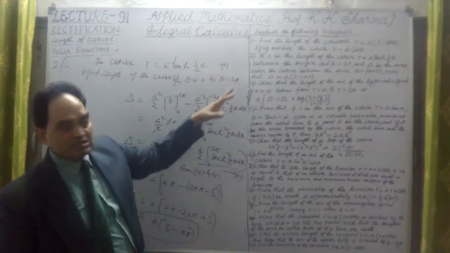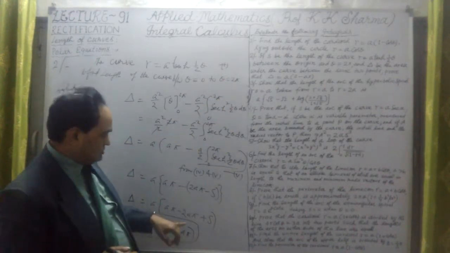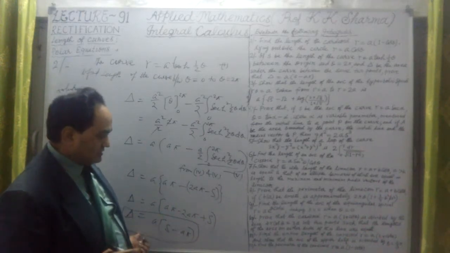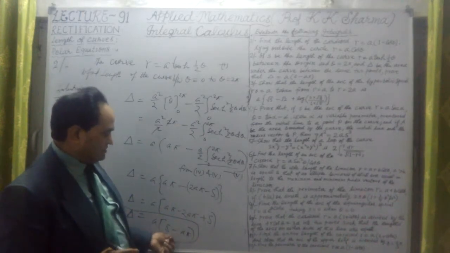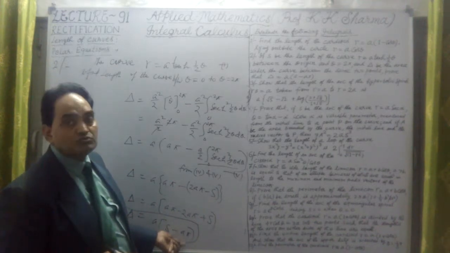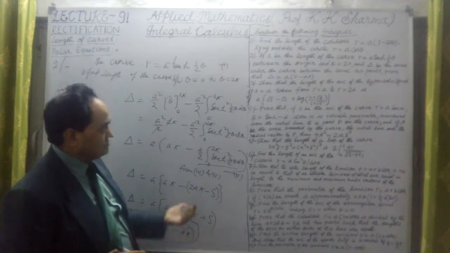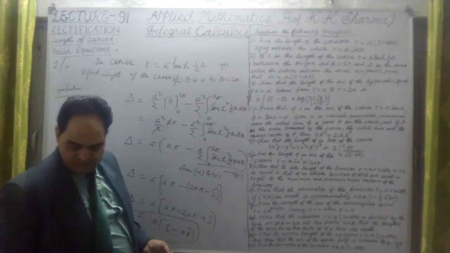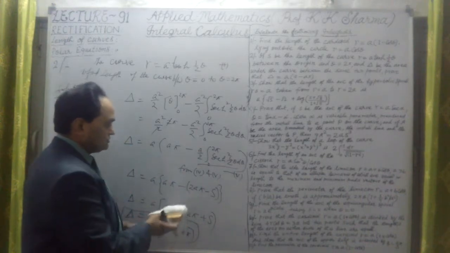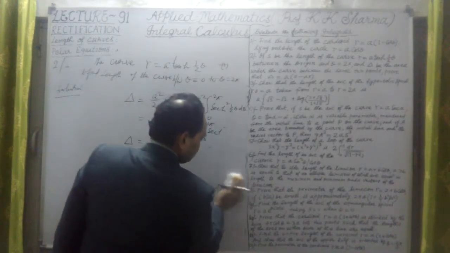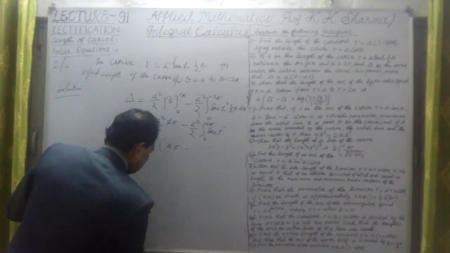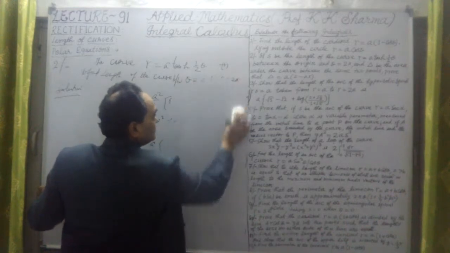It means question number 2 is also solved, having the same relationship. Delta, the area, is equal to a into s, where s is the length of the arc of the curve between the points 0 to 2 pi. This is the same value we have obtained. So question number 2 is finally solved. The second question is now completed. It has been proved. Okay, so this is question number 2.